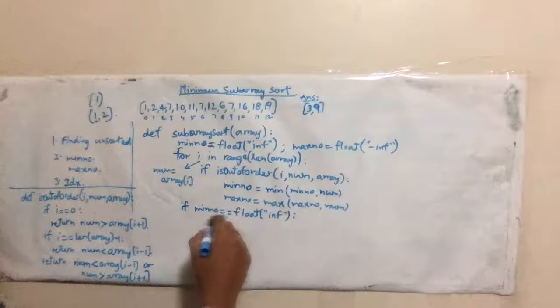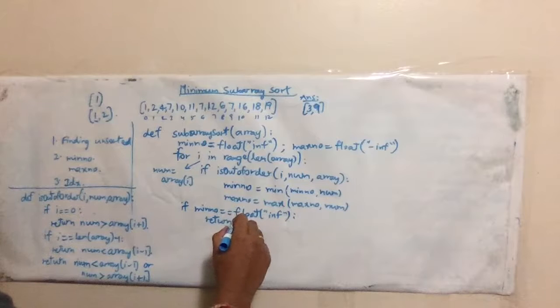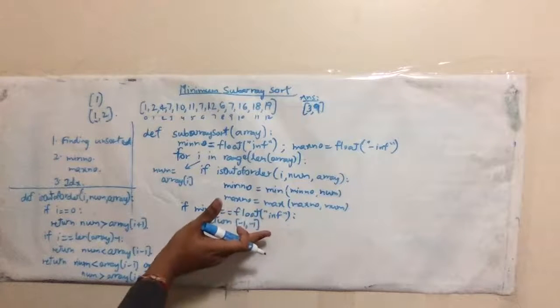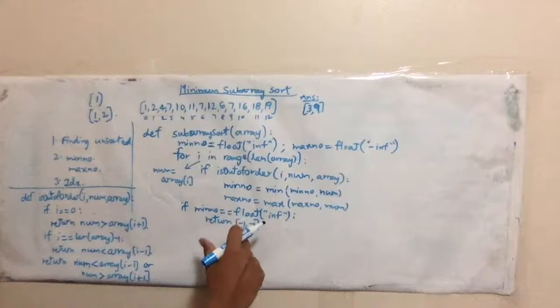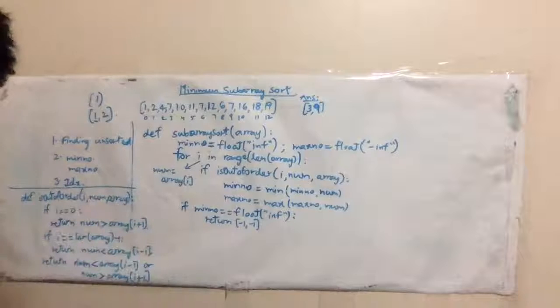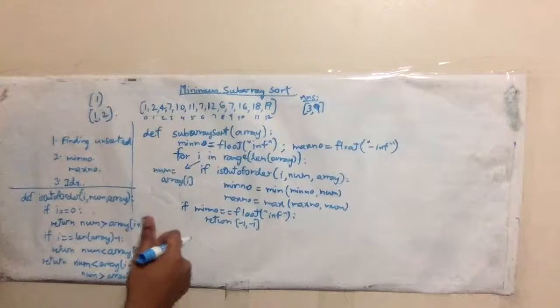Then just return -1 -1. So what this will do, it will complete this function, and it will just return a -1 -1 list. But what if it is not?